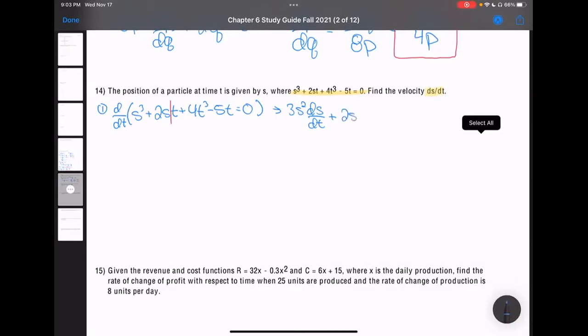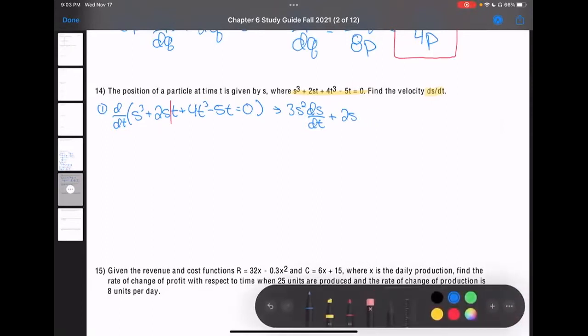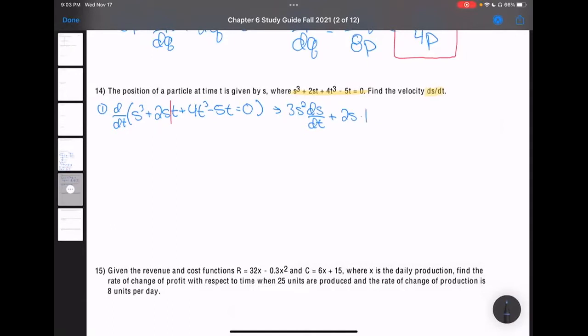So that's first times derivative of the second, dt over dt. I should have realized that gives us 1. First times derivative of the second, so just 1, plus the second times derivative of the first, ds/dt, okay, plus 12t squared minus 5 equals 0. And now we have our derivative there.